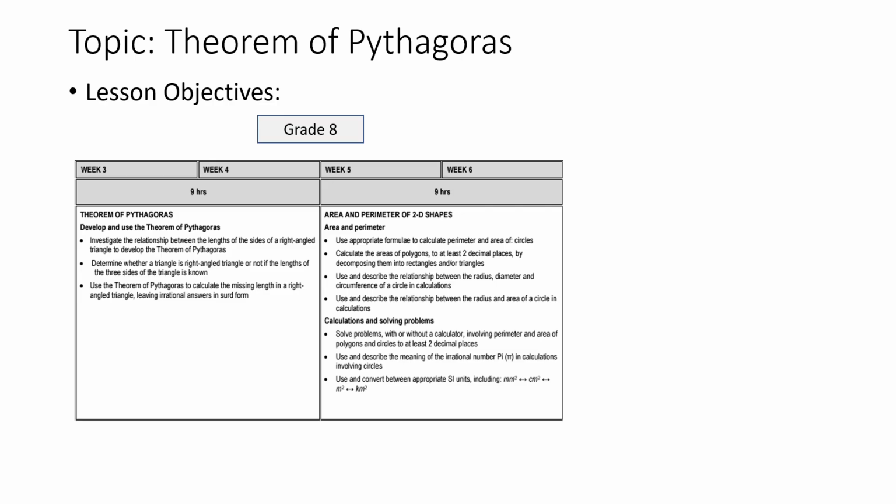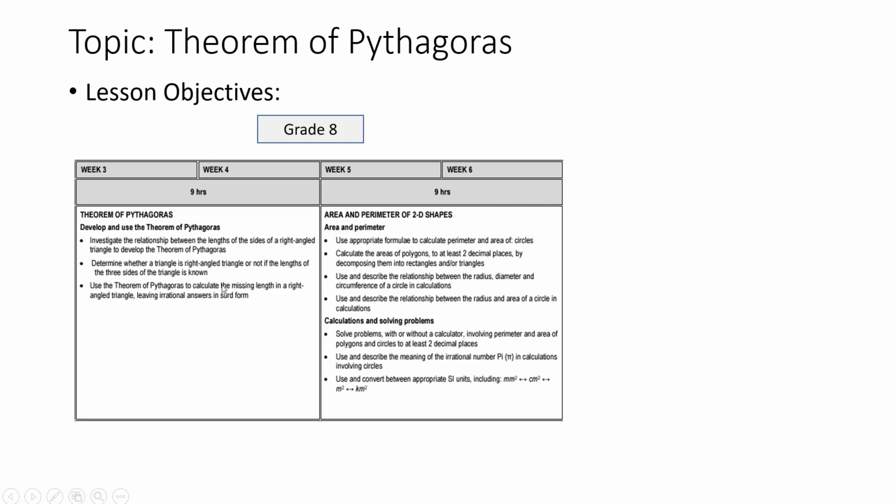The one I was actually talking about is this one. Determine whether a triangle is a right-angled triangle or not if the length of the three sides is known. Okay, so this one says investigate the relationship, meaning you are going to use the theorem of Pythagoras to investigate the relationship between the lengths of the sides of a right-angled triangle to develop the theorem of Pythagoras. And then this one, because I started with it, let us come to this one.